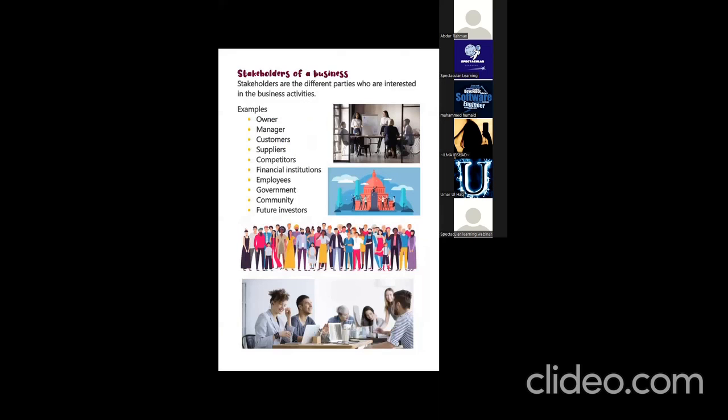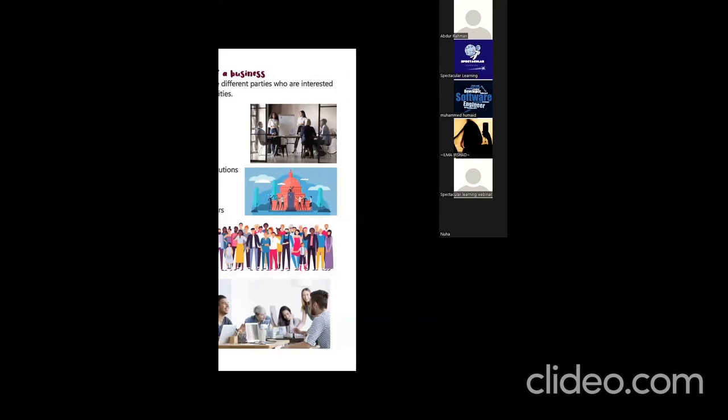Now we are moving to stakeholders of a business. Stakeholders are the different people who are interested in the business activities. When a business is conducted, different people are interested and involved in it. Examples of such stakeholders are owner, manager, customer, supplier, competitor, financial institutions, employees, government, community, and future investors. I will explain about them in the other slides.